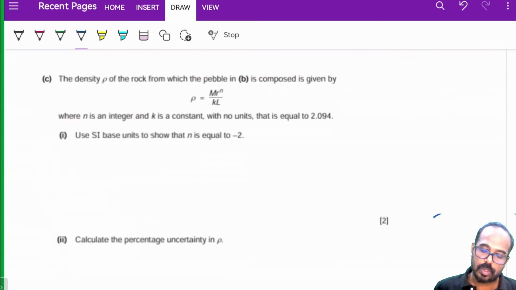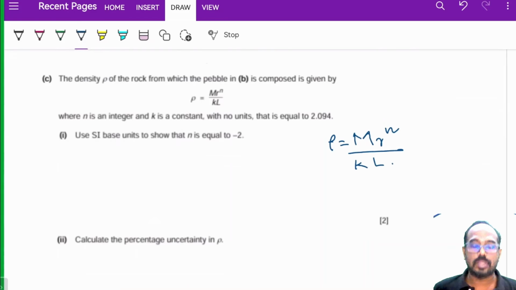The density rho of the rock from which the pebble is composed is given by the density equation. Rho is equal to mass times R to the power n upon kL. Okay, this is the equation, where n is an integer, k is a constant with no units, whose value is given as 2.094. Use SI base units to show that the number n is equal to -2. So which principle will be used? The principle of homogeneity, right? I have explained the theory clearly. If you have doubt, you can watch that video on the principle of homogeneity.